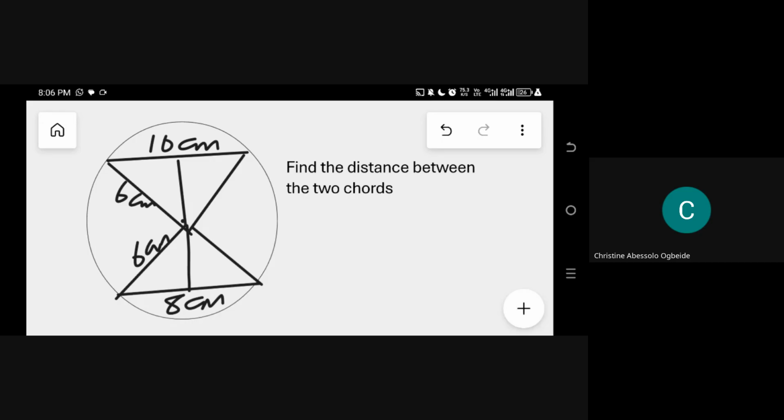Okay, so there are two chords here. As you can see, one of the chords has a length of 10 centimeters. The other chord has a length of 8 centimeters. The radius of a circle is always the same. That's why the two radii are the same. Now find the distance between the two chords. What you have to do is find the distance of each chord separately, and the distance between the two chords is the total vertical distance you can see there between the chord at the top and the chord at the bottom. Do you understand what to do, Christine?